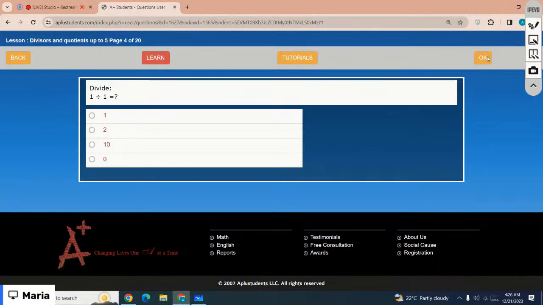1 divided by 1 is 1, right? The correct option is 1.